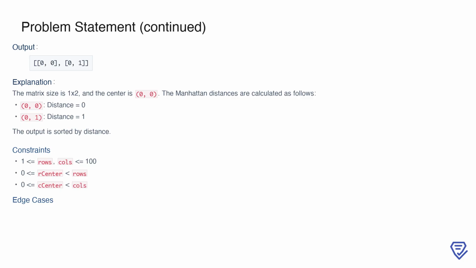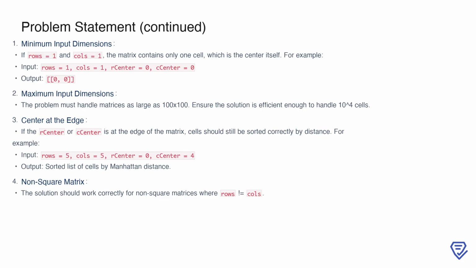Now, let's consider some edge cases and constraints. There are several important edge cases to consider. First, if the matrix has the smallest possible dimensions, such as rows equals 1 and cols equals 1, the matrix contains just one cell, which is also the center. For example, if the input is rows equals 1, cols equals 1, R center equals 0, C center equals 0, the output would simply be [0,0].